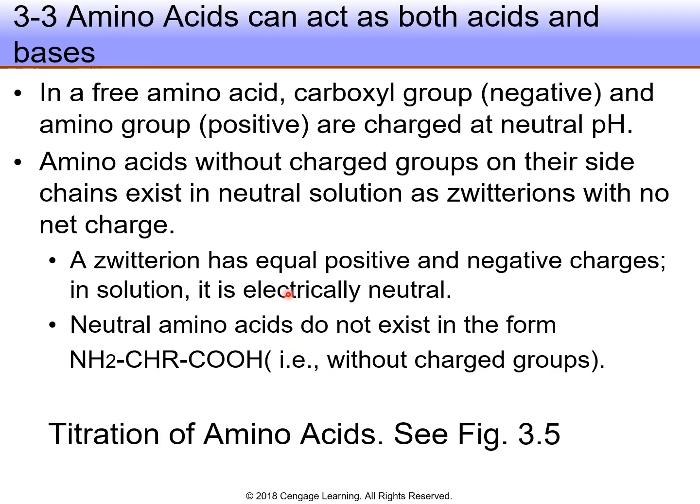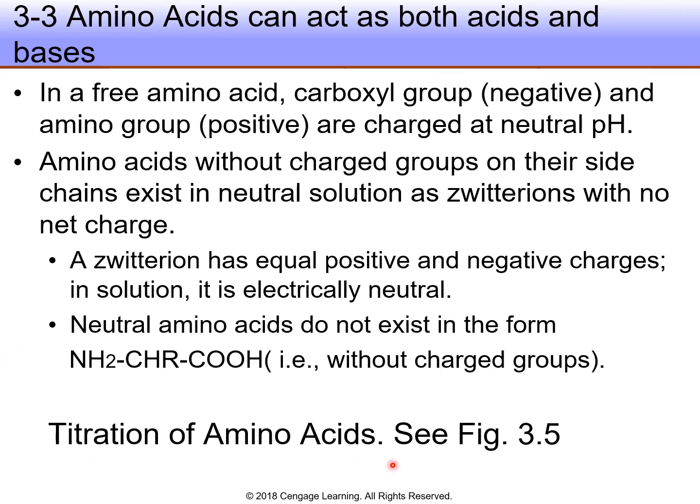Now, amino acids can act as both acids and bases. Now, in a free amino acid, the carboxyl group is negatively charged and the amino group is positively charged at a neutral pH. Now, amino acids without charged groups on their side chains exist in a neutral solution as zwitterions with no net charge. A zwitterion has equal positive and negative charges in solution. It is electrically neutral. Now, neutral amino acids do not exist in this form without charged groups.